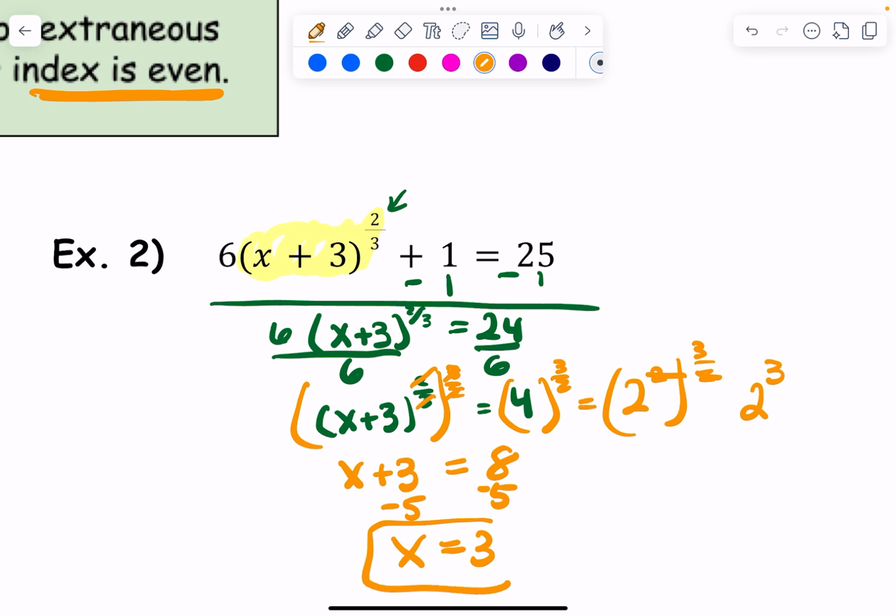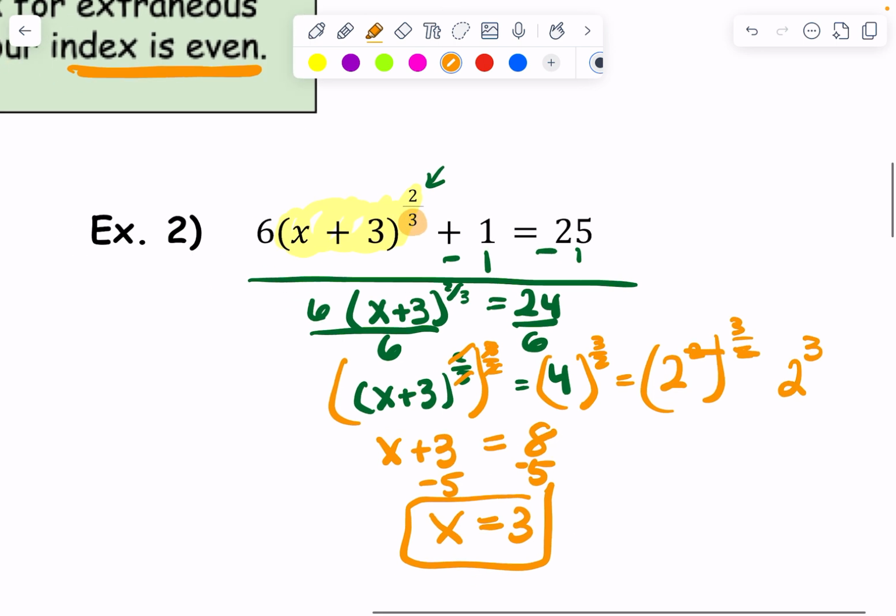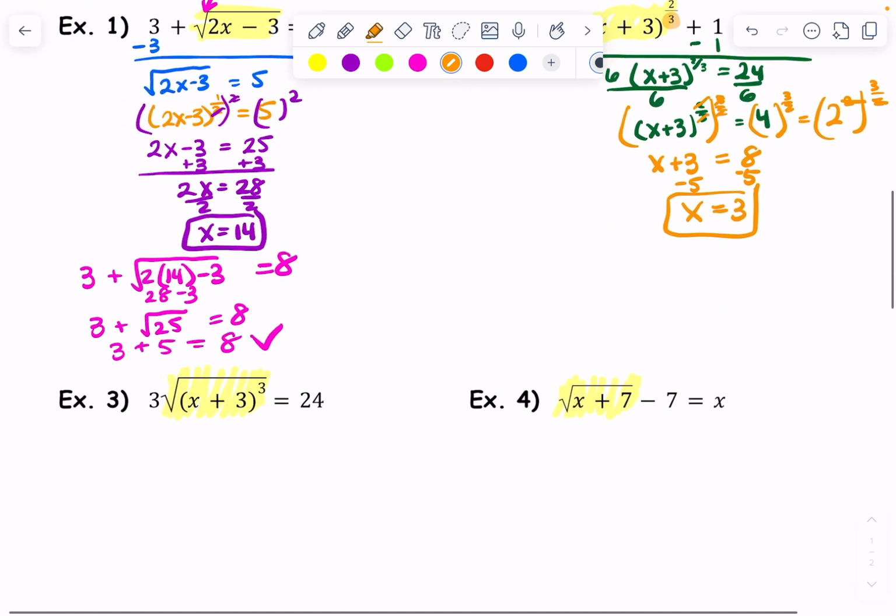Now, this is our solution, and we don't have to check this because our index was odd right there. Our index was odd. The bottom number was odd. Okay, let's go to the next one.